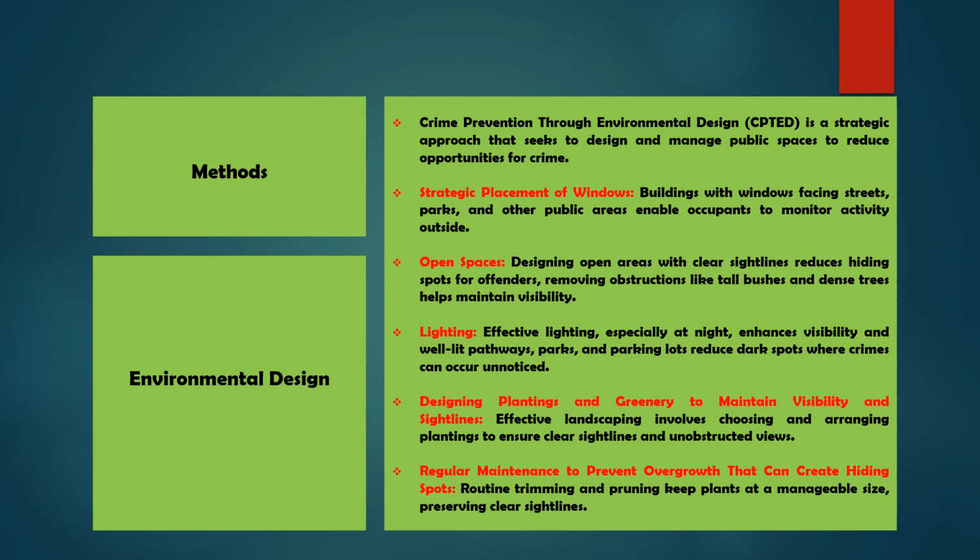Then the other one is designing plantings and greenery to maintain visibility and sight lines. Bushes might be good, but they should not be left in such a way that they offer fertile ground for the commission of crime. They should be properly maintained so that there is a clear view when people are walking there. Then the other one is regular maintenance to prevent outgrowth that can create hiding spots. So these are some of the methods that can be used to prevent crime in society.